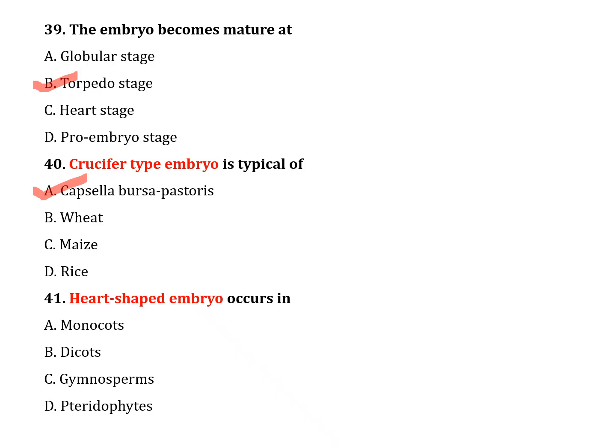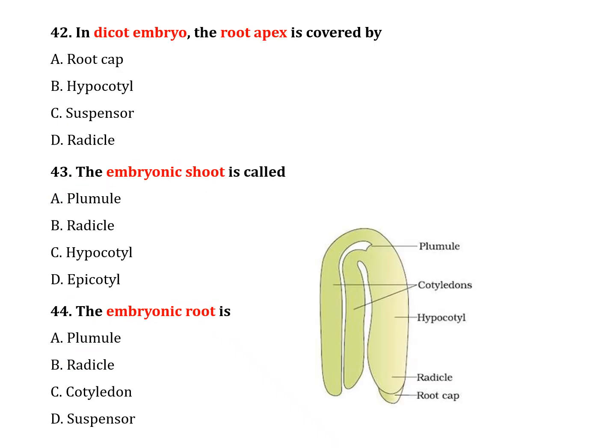The next question, number 41. Heart-shaped embryo occurs in: option A, monocot. Option B, dicot. Option C, gymnosperm. Option D, pteridophyte. Correct answer is option B, dicot. The next question, number 42. In dicot embryo, the root apex is covered by: option A, root cap. Option B, hypocotyl. Option C, suspensor. Option D, radical. Correct answer is option A, root cap.